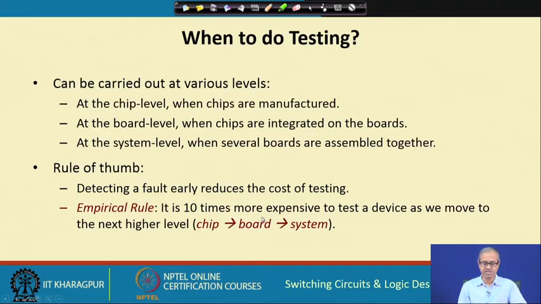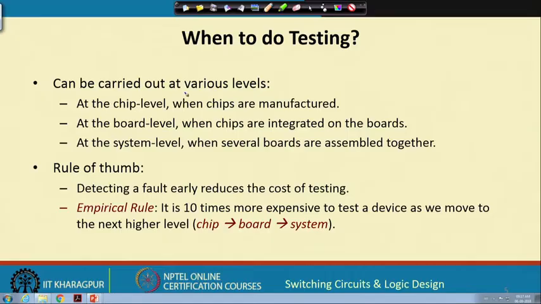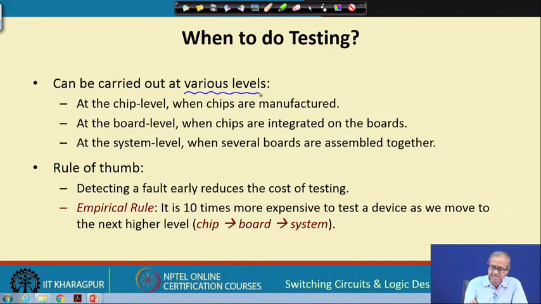Now, the question is when we can do testing. You see, when a chip is manufactured, let us talk about a chip, because the chip is the most basic of the devices that we use today in our design. So, when do you do the testing? The point to note is that testing can be carried out at various different levels.